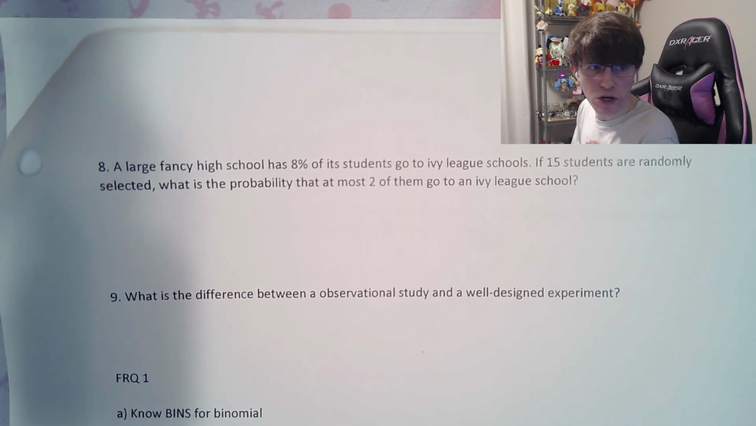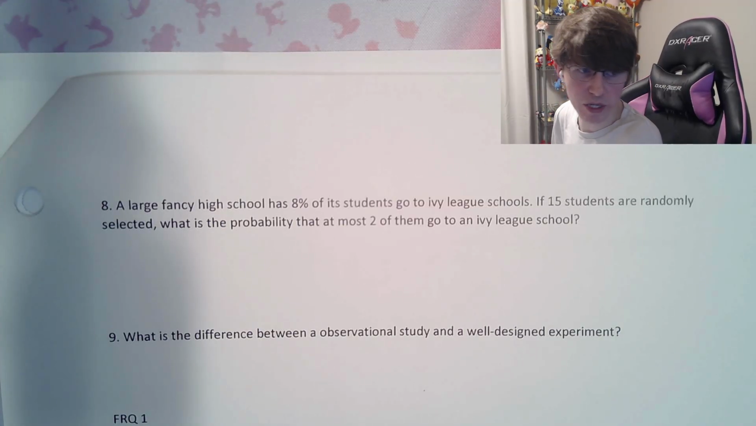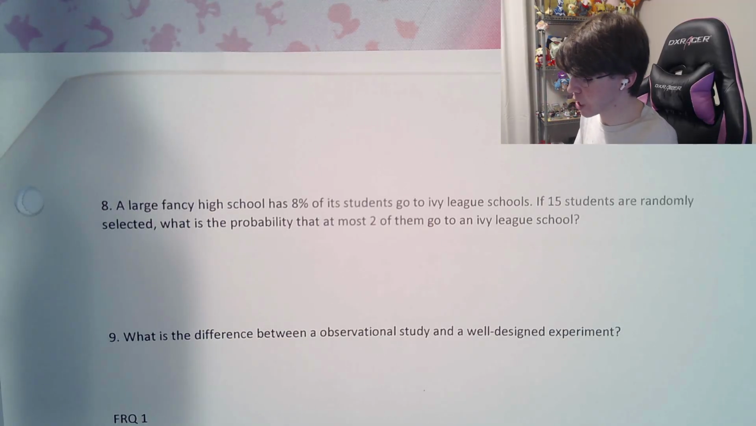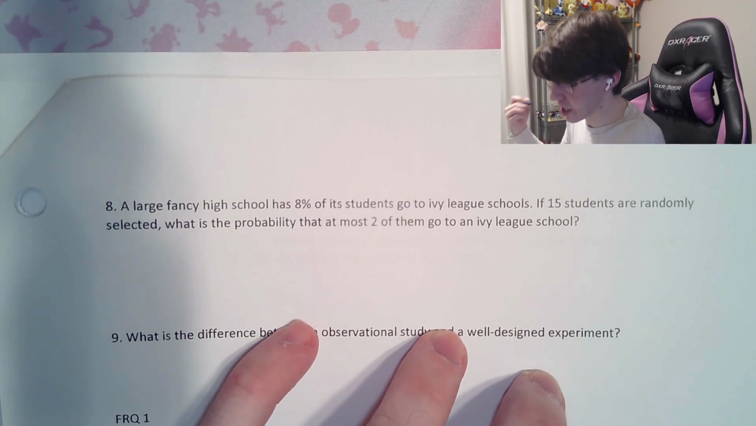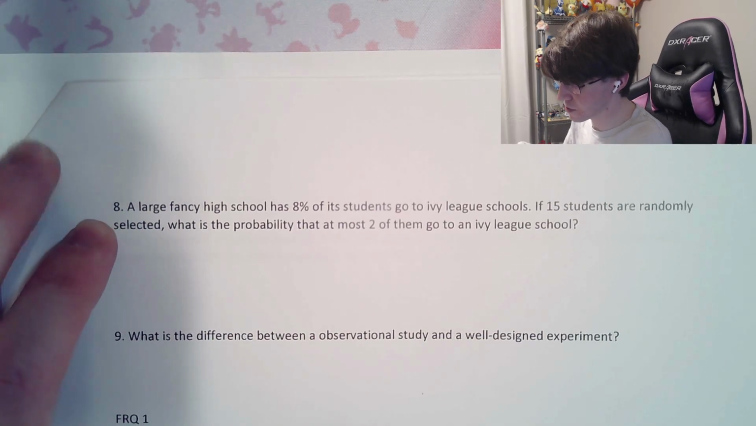Question 8: a large fancy high school has 8% of its students go to Ivy League schools. If 15 students are randomly selected, what's the probability that at most 2 of them go to an Ivy League school? In this situation, we are going to do our binary check one more time. This is a binary situation, and I'm going to tell you that on the actual test, it'll be a binary situation for this question.